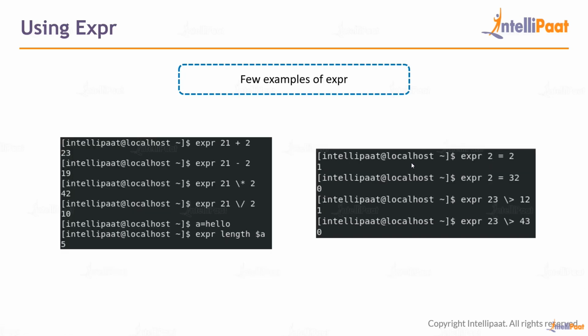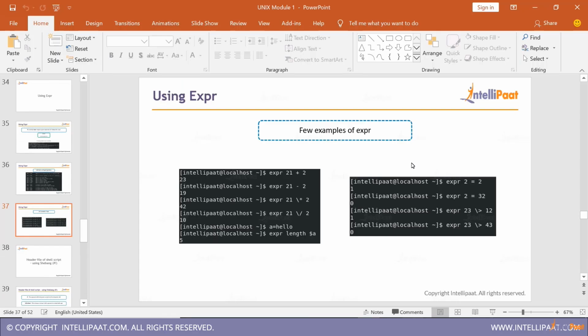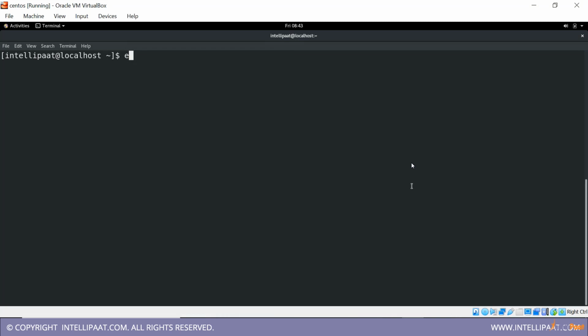First you can see an addition, second a subtraction, then multiplication, division, and you can see expr length as well. You can check the length of a string. Then you can see some logical operations which I did on the right side. Okay, so let us do these in the shell. Let's start off with it. Let me do the first command.